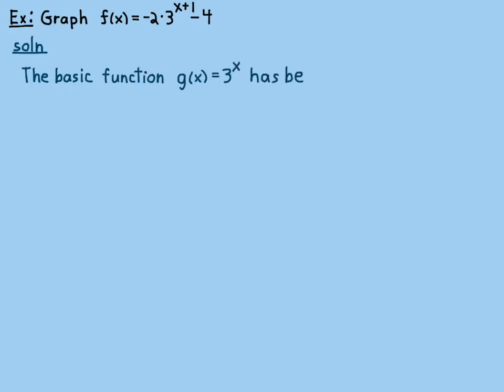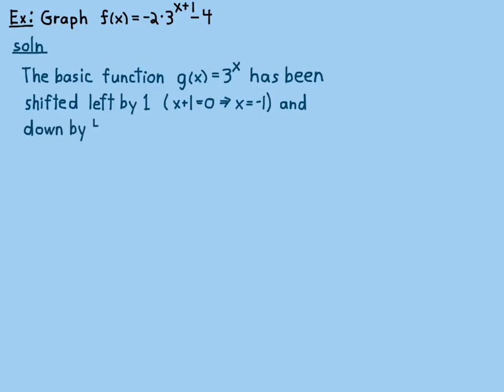So g of x would be 3 to the x. That's the basic function that this f is built out of. It's been shifted left by 1. How do I know it's left by 1? You take the inside of g of x, which is x plus 1. You set that equal to 0, just like you do for vertices. Set it equal to 0 and solve. You get x equals -1. It tells you it's shifted left by 1.